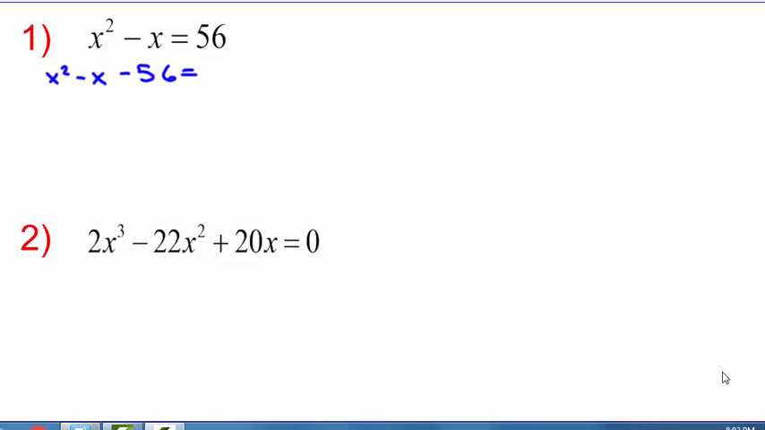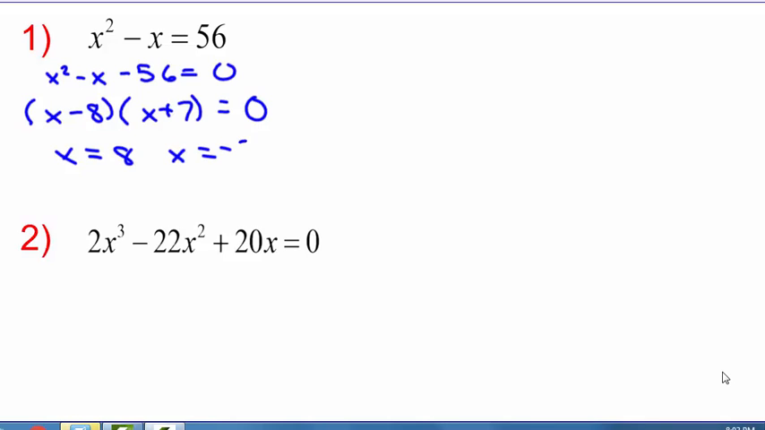So when I'm looking at this, I see an x squared and x. I move the 56 over to make it equal 0. I look and see if I can factor it. Yeah, I can factor it. x minus 8, x plus 7, multiplies to negative 56, adds to negative 1. We solve it from there.